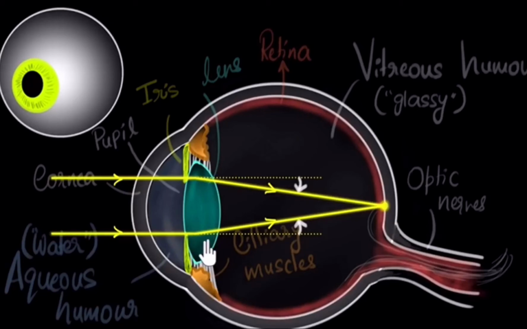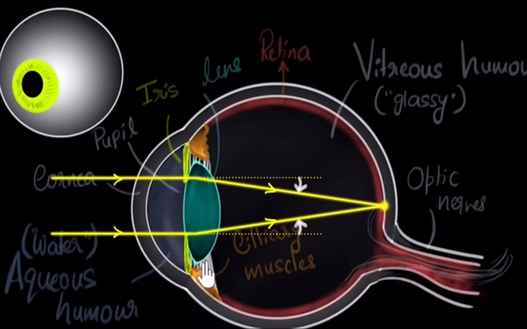So notice our eyes should be able to change its power depending upon how far the objects are. And that is accomplished by these ciliary muscles. So when the object is far away, the required power is less. And so the required curvature of our lens is also less.